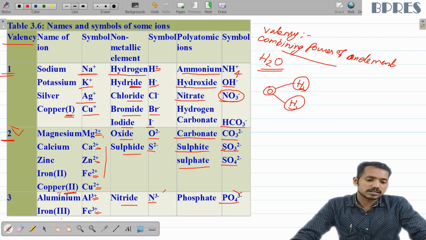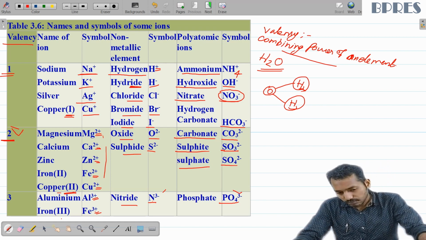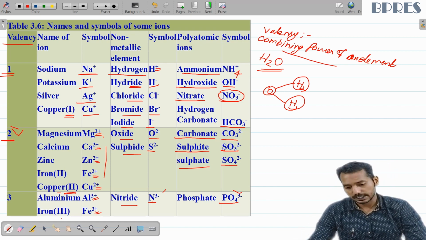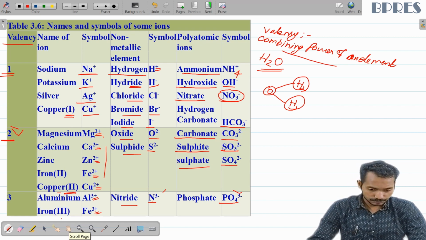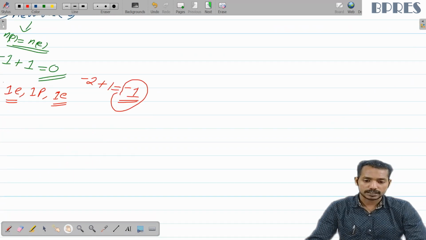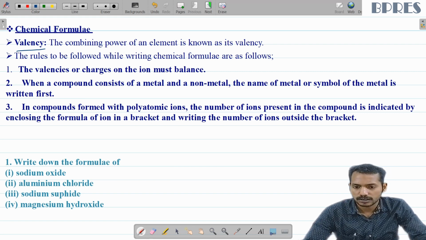Remember the charge as well as the symbol of these atomic ions as well as these polyatomic ions to write the chemical formulas. Clear? Okay. Now the last topic we are going to discuss is how to write the chemical formula. We already discussed what is valency, so we are not going to discuss it again.